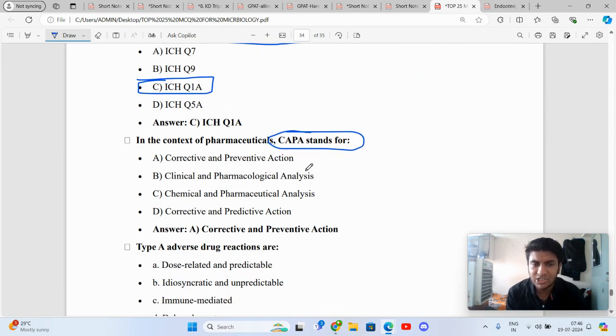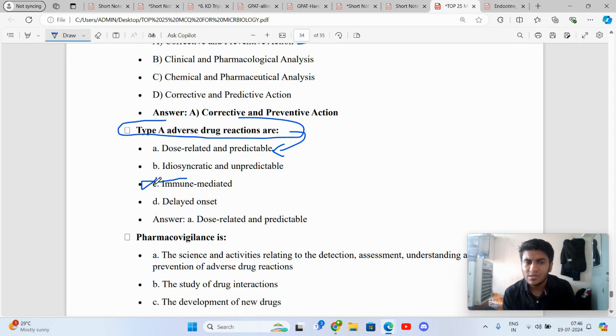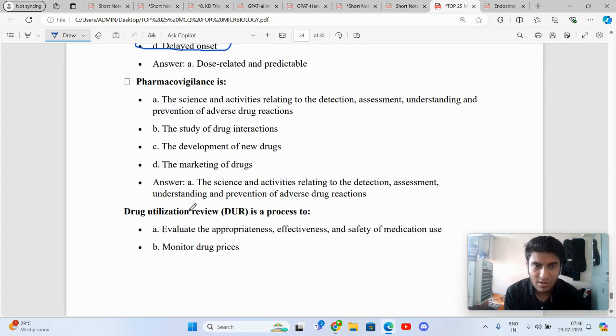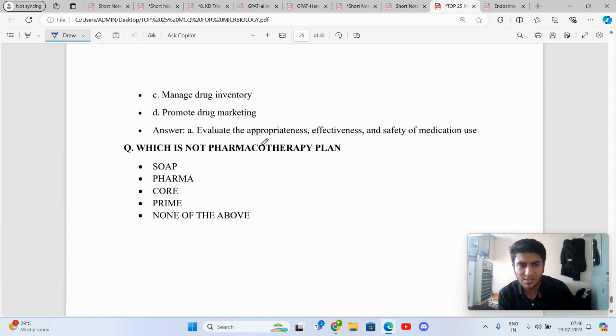CAPA, corrective action, preventive action. Option A is the right answer. Type A is usually dose dependent and predictable reactions, while type B is dose independent or idiosyncratic and unpredictable. Type 1 hypersensitivity is immune mediated, while type 4 is cell mediated immunity. Delayed hypersensitivity is basically type 4, where serum sickness and the tuberculin skin test are examples. Pharmacovigilance is basically the science and activities leading to detection, assessment, evaluation, understanding and prevention of adverse drug reactions.